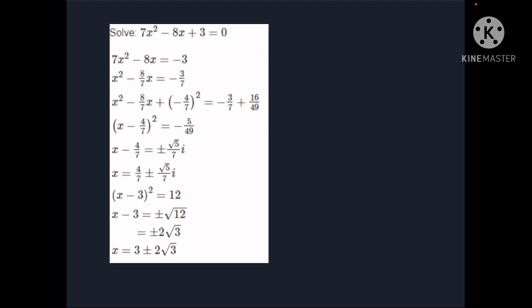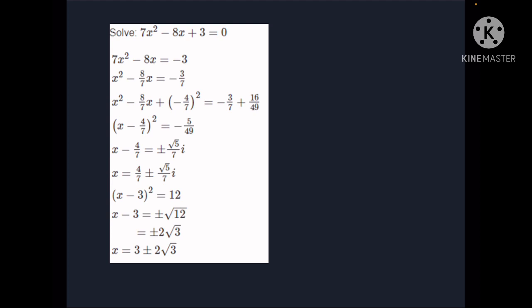Here in this example, 7x to the power of 2 minus 8x plus 3 equals 0. I will take the c, which is 3, and I will transfer it to the other side, giving me 7x to the power of 2 minus 8x equals negative 3. Then if I divide it by 7, it will be x to the power of 2 minus 8 over 7x equal to negative 3 over 7.